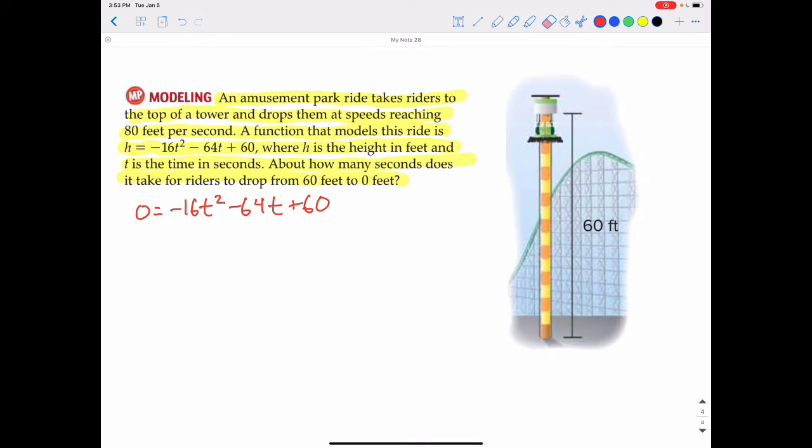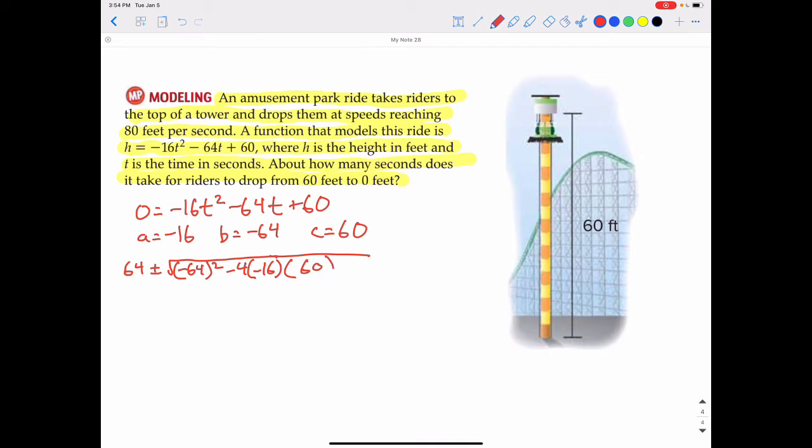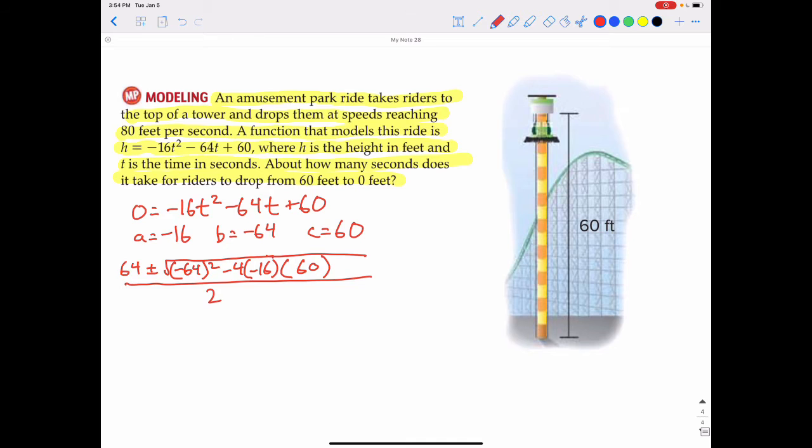So a is going to be negative 16, b is going to be equal to negative 64, and c is going to equal 60. So our answer for t, since we're solving for time, is going to be negative 64, so that's 64, plus or minus the square root of negative 64 squared, minus 4 times the a value, negative 16, and the c value, 60, all over 2 times the a value, which is negative 16. I'm using the quadratic formula again. Go ahead and rewind if you need to see what the quadratic formula is.